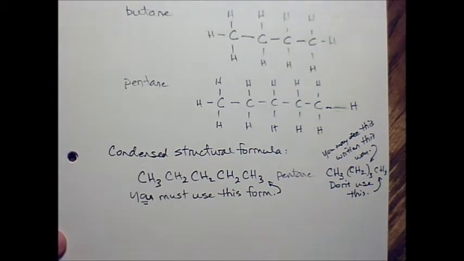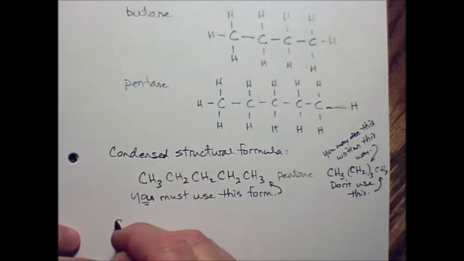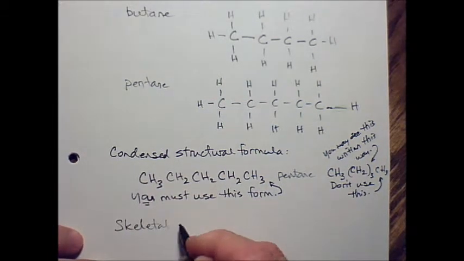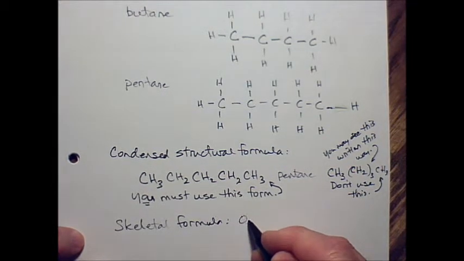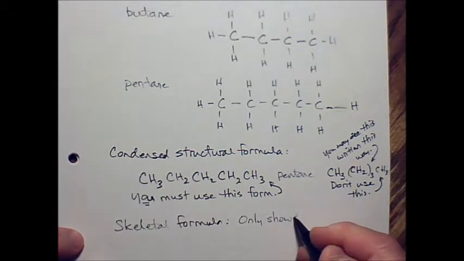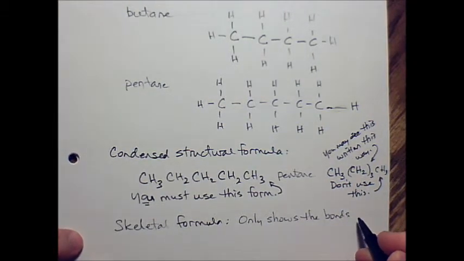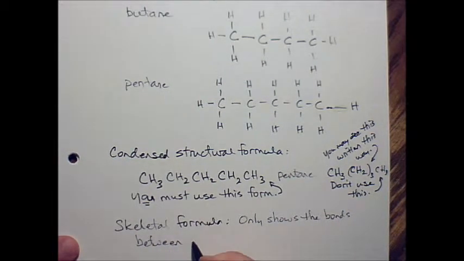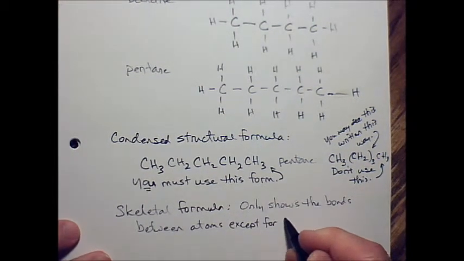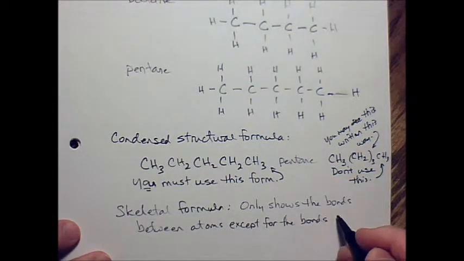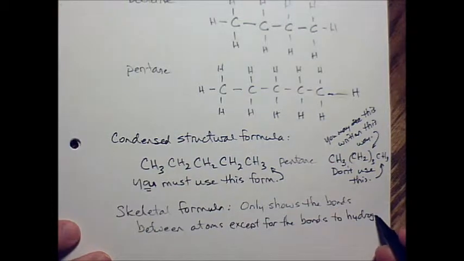All right. Then there's a way of condensing this even further, and that's called a skeletal formula. A skeletal formula only shows the bonds between atoms, except for the bonds to hydrogen atoms.